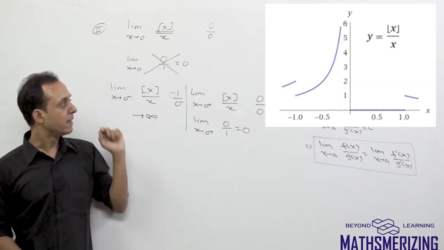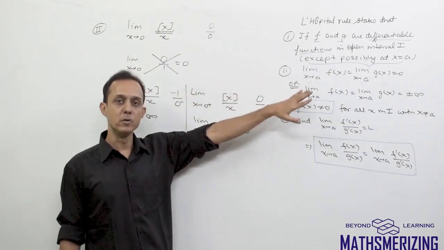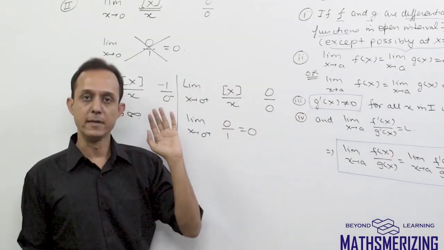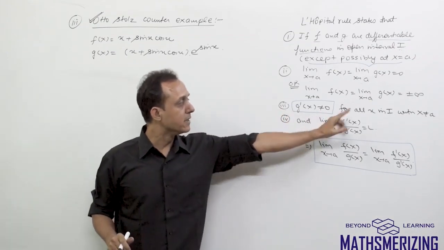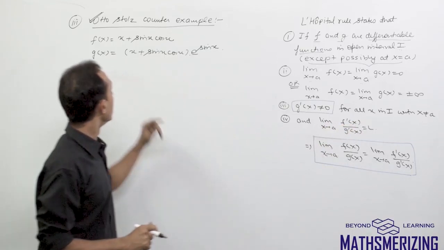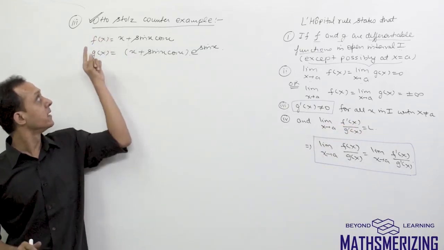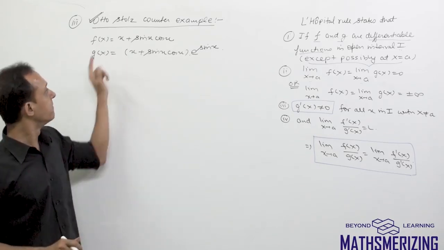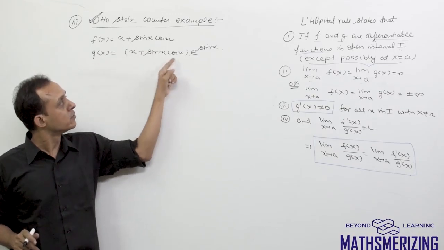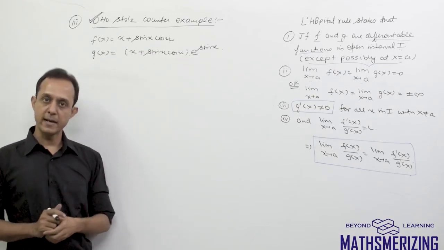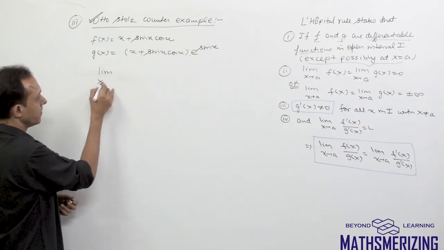So the second condition is that L'Hopital's rule can only be applied if the limit is either of the form 0 upon 0 or plus minus infinity upon infinity. Now for the third condition, that is g dash x should not be 0 in this interval I except possibly at a, I'll take up a counter example by the mathematician Otto Stolz. He has taken two functions f x and g x. f x is defined as x plus sin x cos x, and g x is x plus sin x cos x into e to the power sin x.